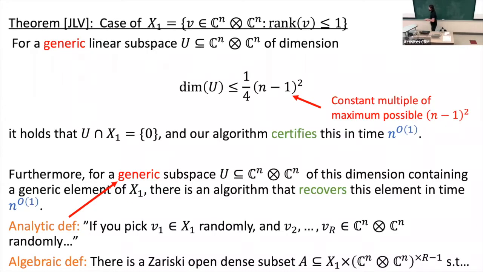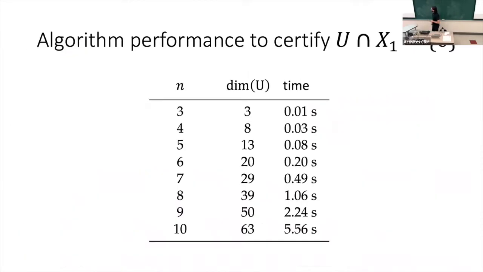Or the algebraic definition is: there's a Zariski open dense subset of x1 Cartesian product with a bunch of copies, so v1 will be in x1, and then v2 through vr will be in here. Is this okay? This good? Okay.